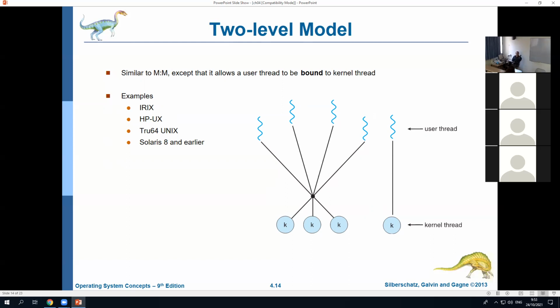It says on the slide "bound." Bound to a kernel thread. That doesn't mean bound like we used the same word before, like IO bound. Here it just means connected to. Similar, except that it also allows a user thread to be bound to a kernel thread, permanently connected to this kernel thread.